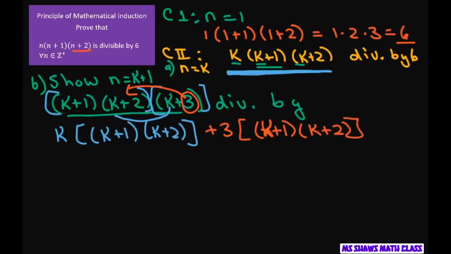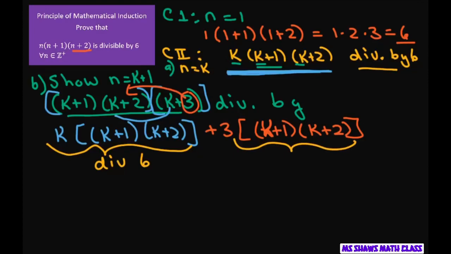So we already know that this is divisible by 6 based off our assumption. So this is divisible by 6. And this is also divisible by 6, even though we have a 3 here, because we have to assume that either k plus 1 or k plus 2 is even. One is odd and one is even.